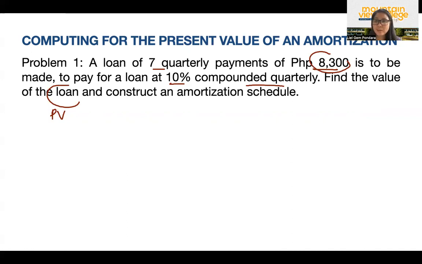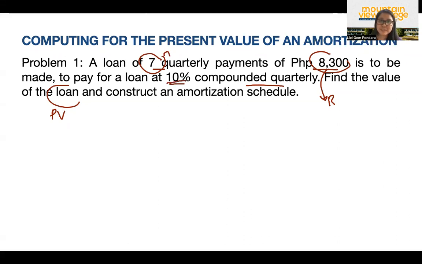What is the 8,300? That is our periodic payment. That's payment, R. Very good. How about this 7? 7 quarterly payments. What is that? It's the total number of payments, so it is our N.